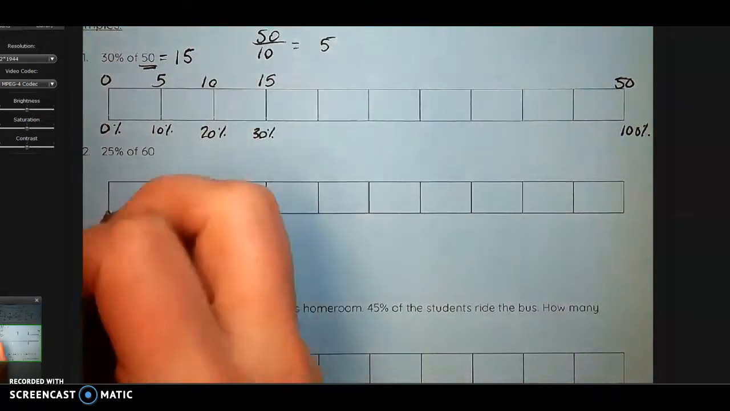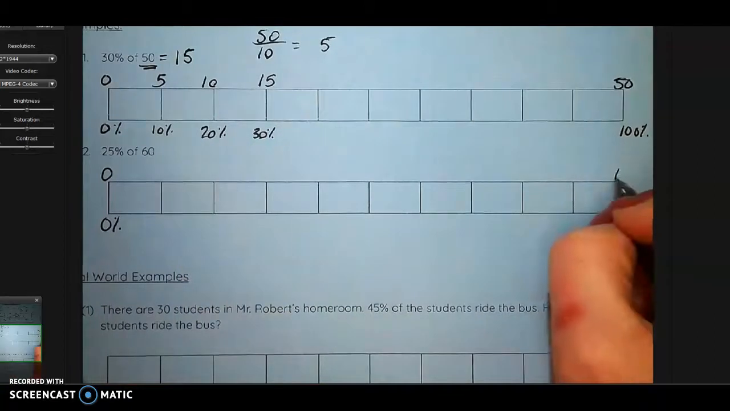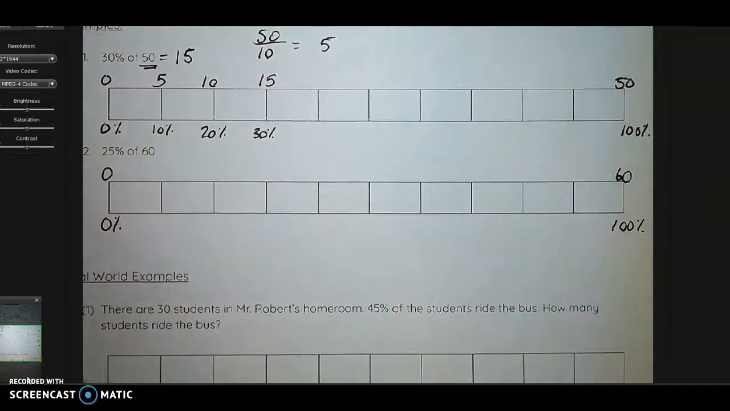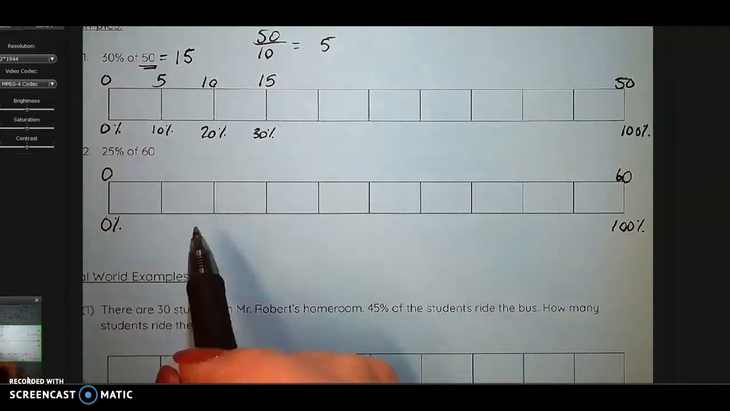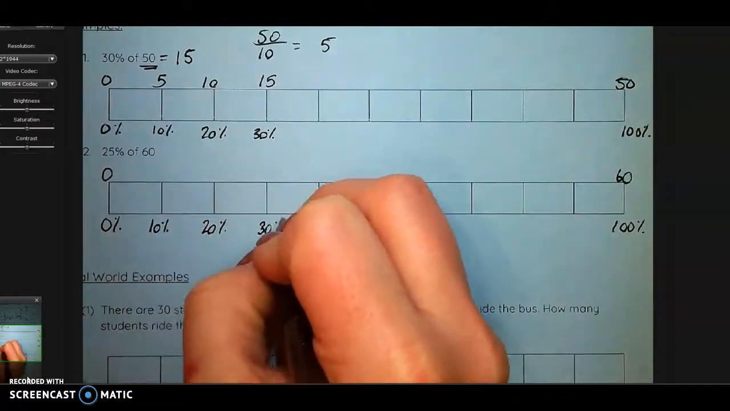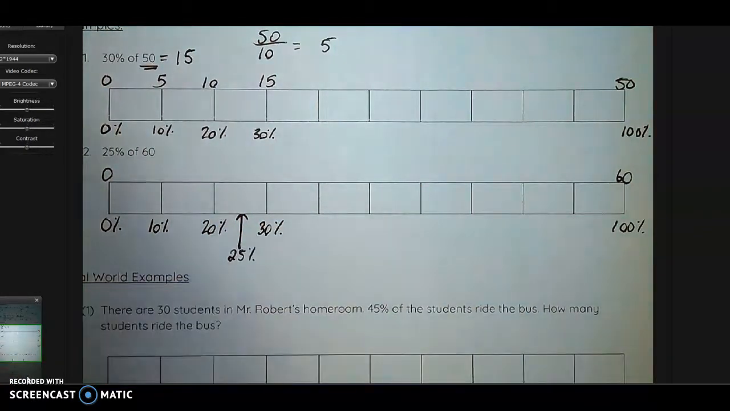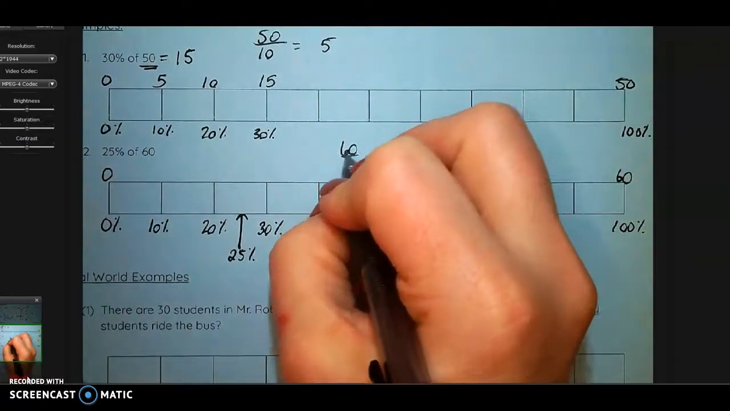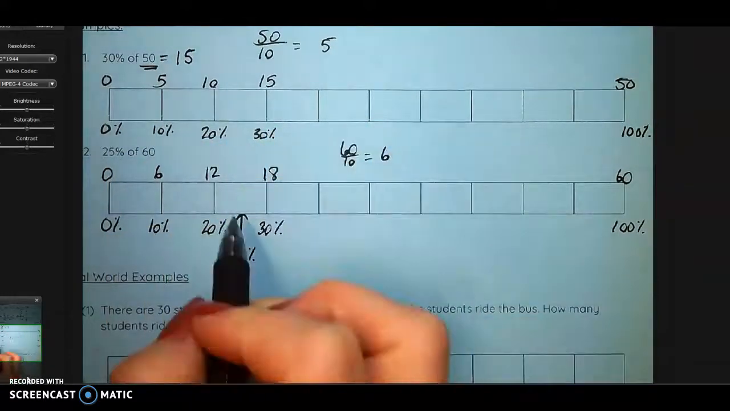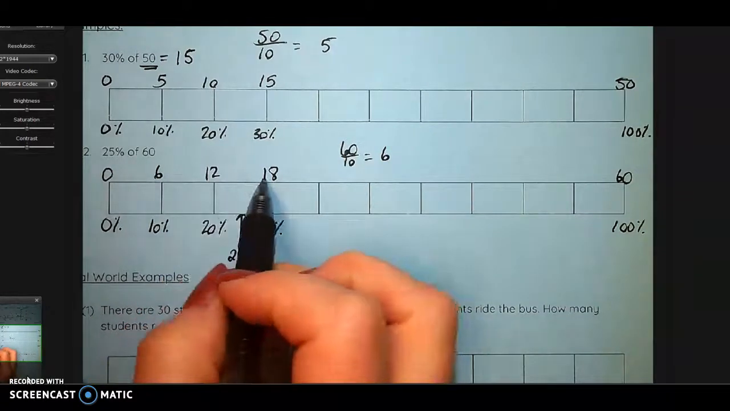Next one is 25% of 60. So what you might remember is that 25 is halfway between 20 and 30. So if I'm looking at my percents, I've got 10, 20, and I've got 30. So 25% would be right here in the middle. So my number is 60, so I'm going to do my same thing, 60 divided by 10, which is 6. I'm going to count by 6, and I'm like, oh, if 25% is between 20 and 30, then my answer is between 12 and 18.